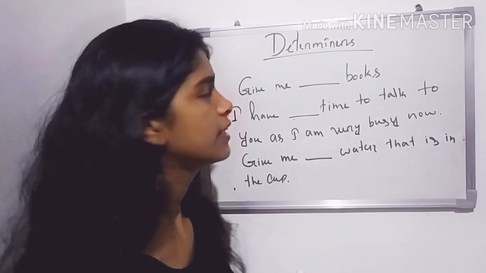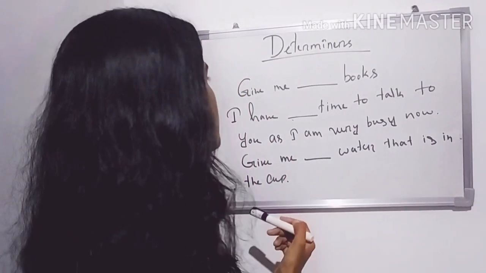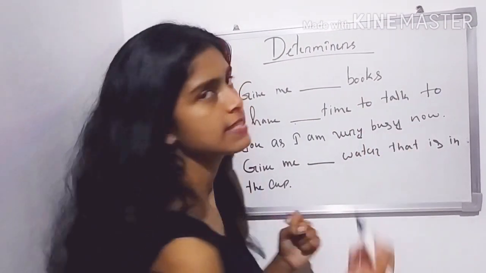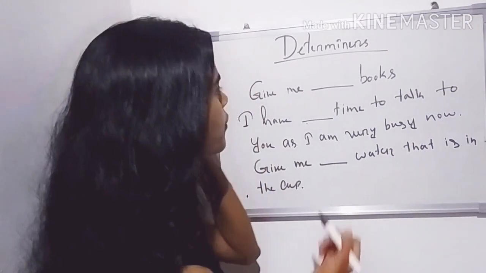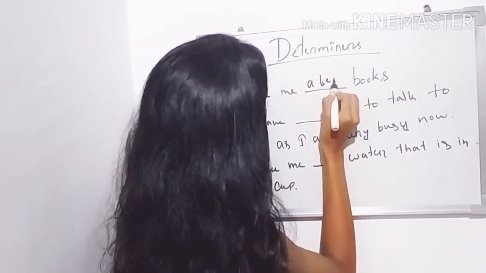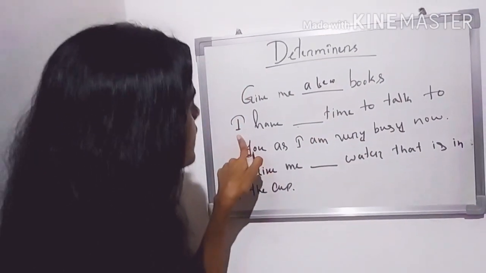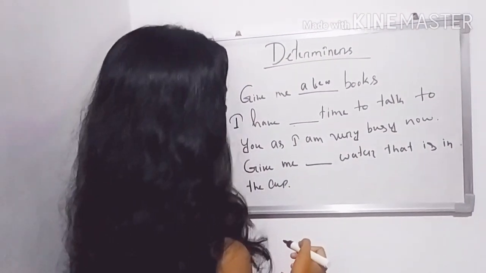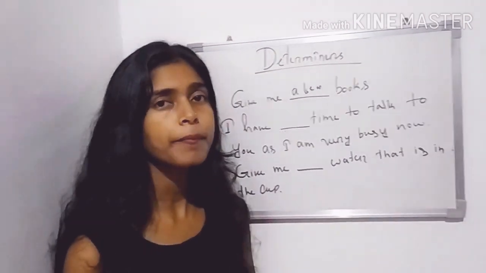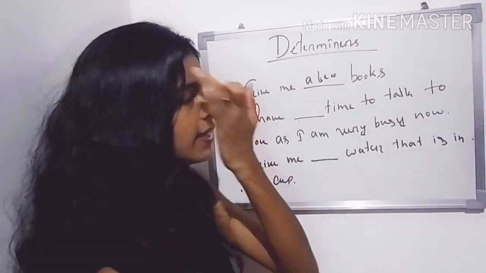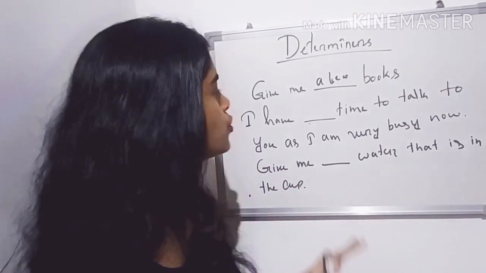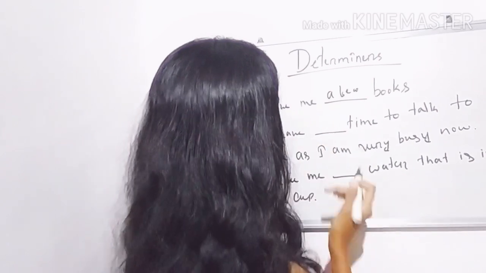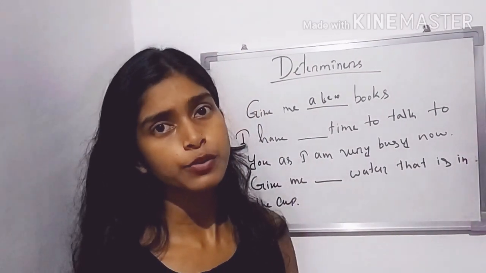So I have already written some exercises here. In the first exercise it is written, give me these books. Now books is a countable noun. Here we are going to use a few. Give me a few books. In the next sentence, I have this time to talk to you as I am very busy now. The person is very busy, that is why he doesn't have any time to talk to the other person. As he has no time, we are going to use little.